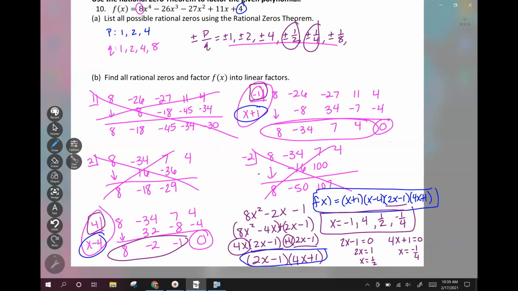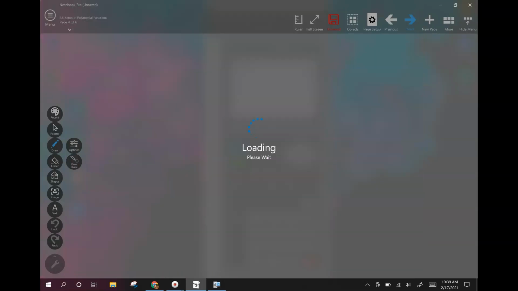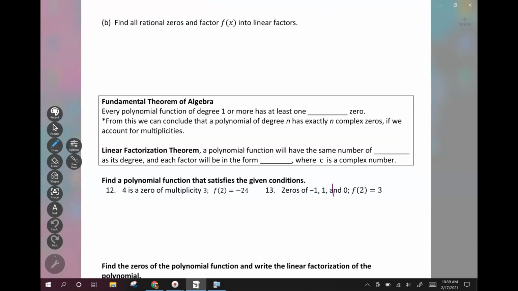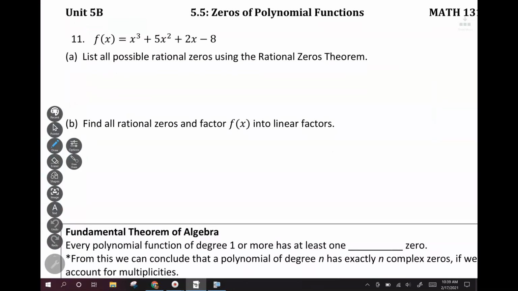All right. Let's do another one of those. And then we'll stop. So we're going to do one more like that, and then we will stop for part 2.